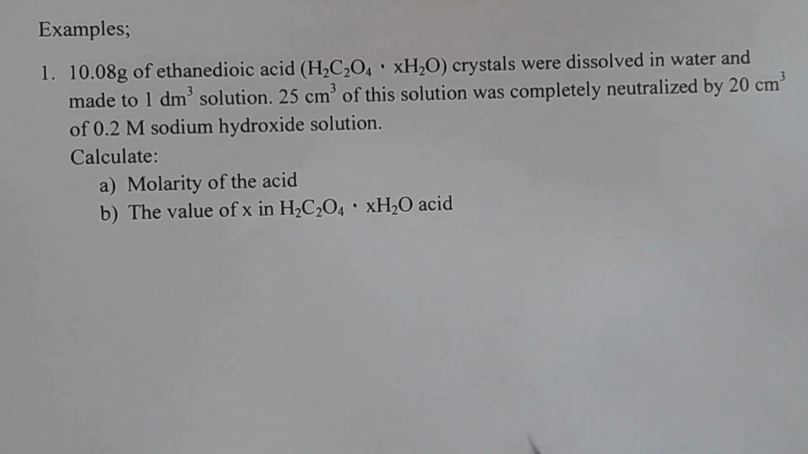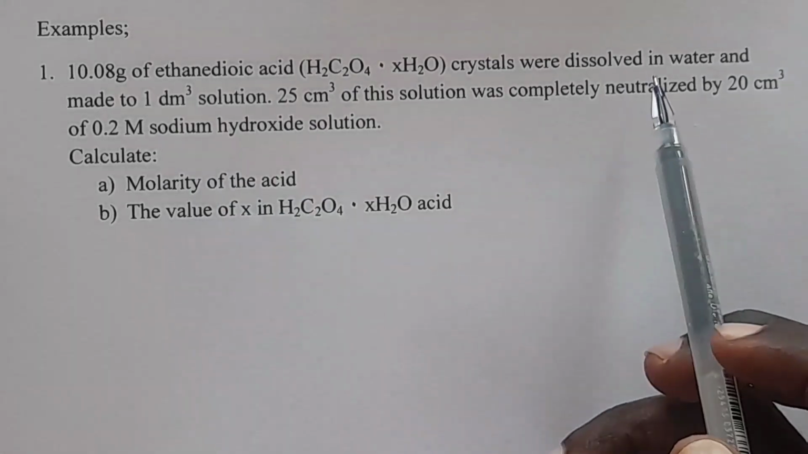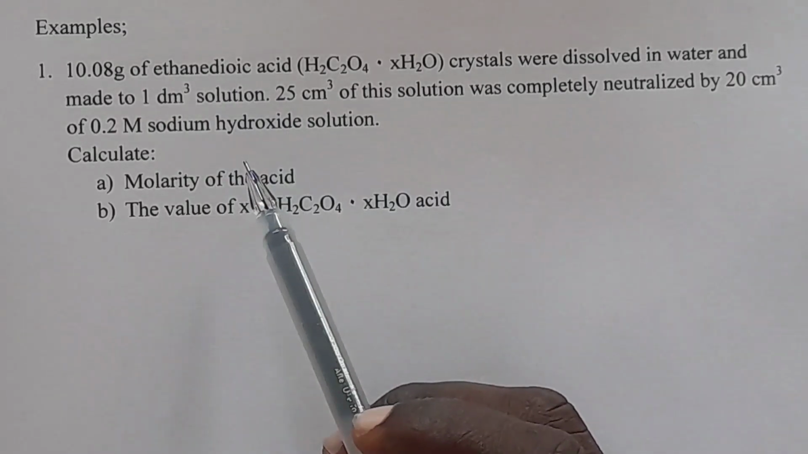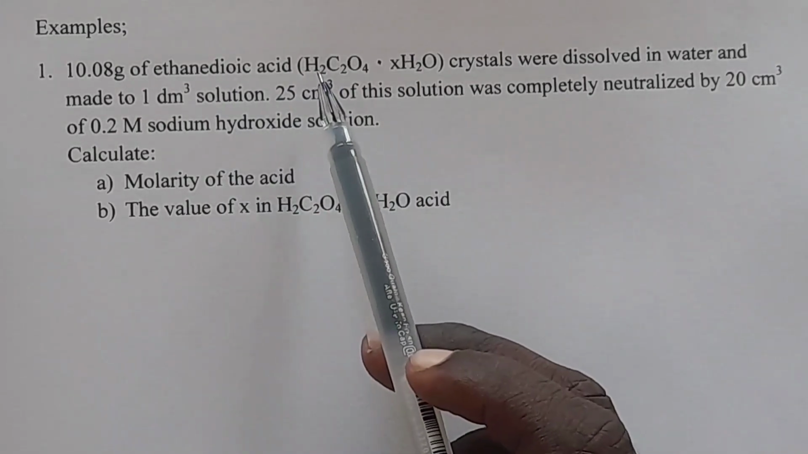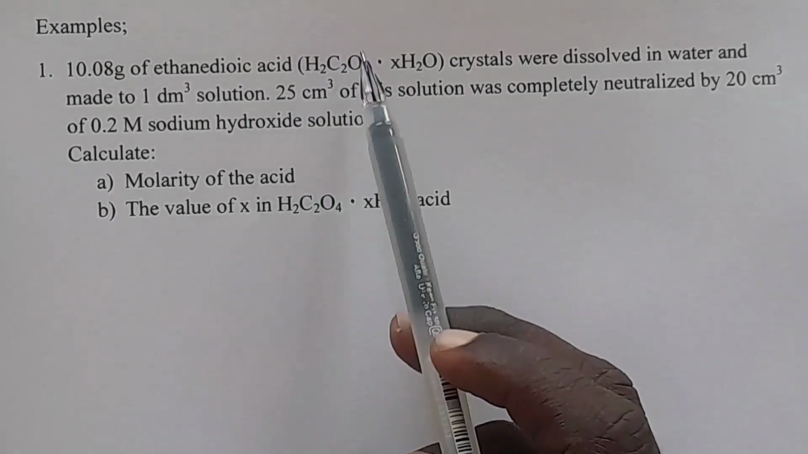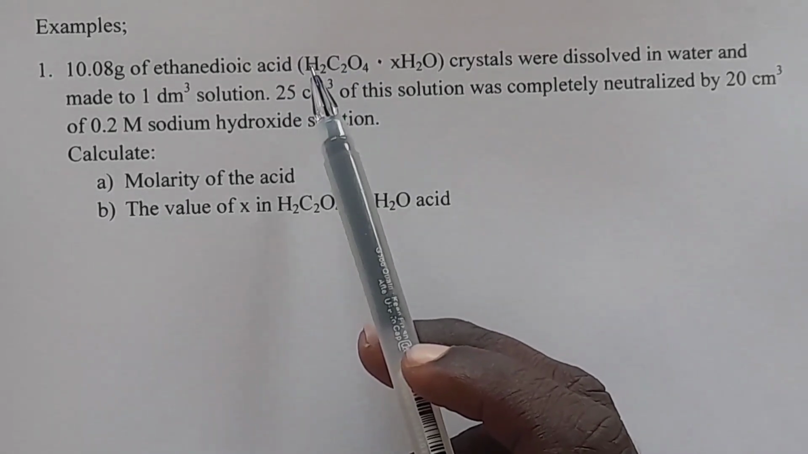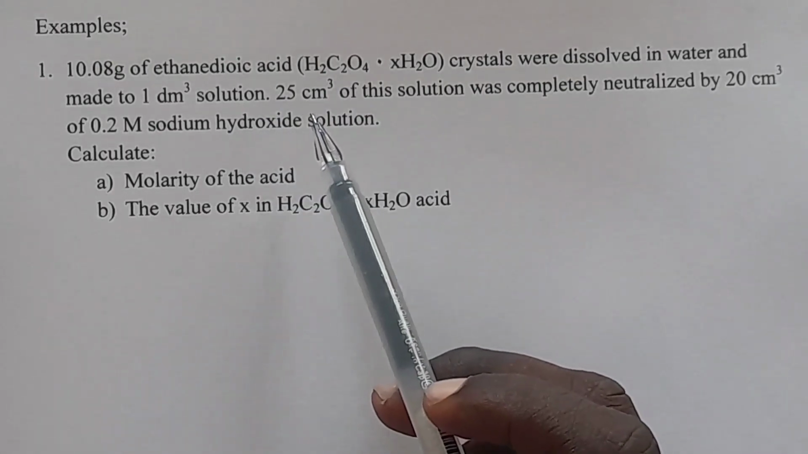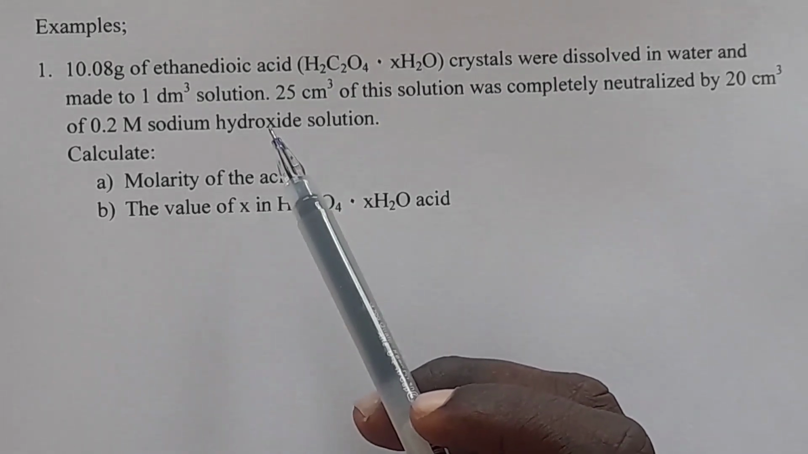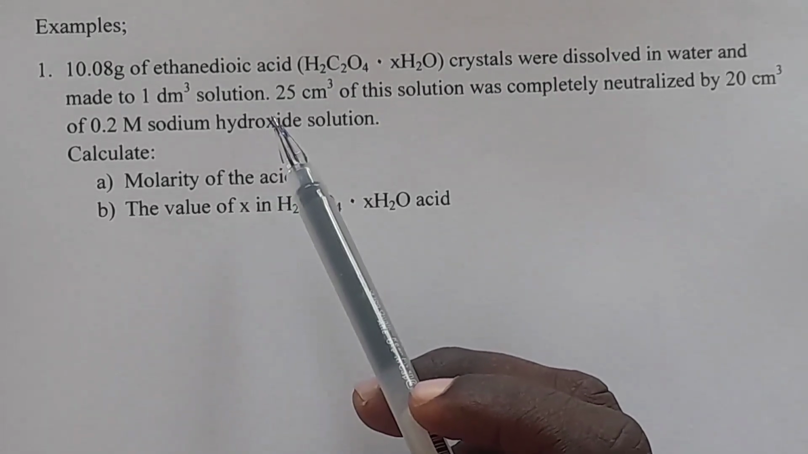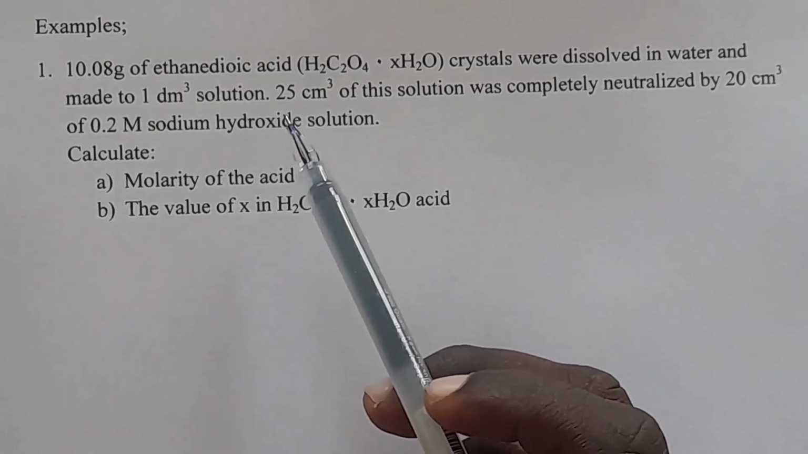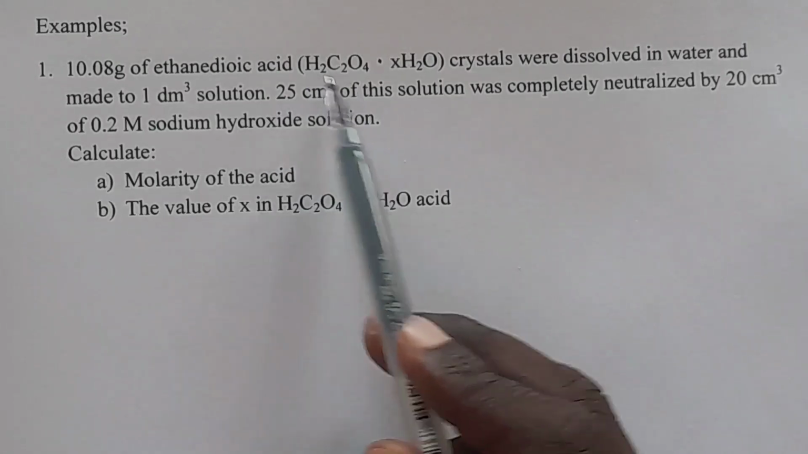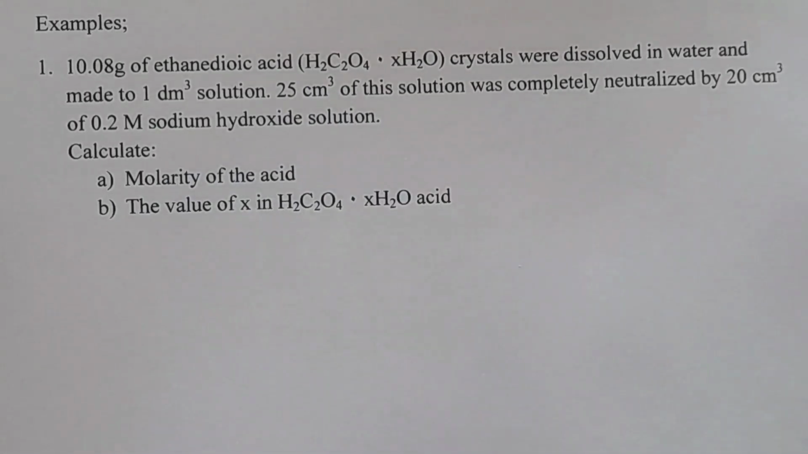To start, first of all, we are supposed to look for the number of moles of sodium hydroxide. Thereafter, we are going to get the number of moles of the ethanoic acid by using the mole ratio. Remember, ethanoic acid is also known as oxalic acid, and it is a dibasic acid. So the mole ratio between sodium hydroxide and a dibasic acid is 2:1 respectively. Thereafter, we look for the molarity of the acid using the formula: moles, which we have obtained from the mole ratio, multiplied by 1000 and divided by the volume used, which is 25 cm³. That's how we are going to get part A of our question.